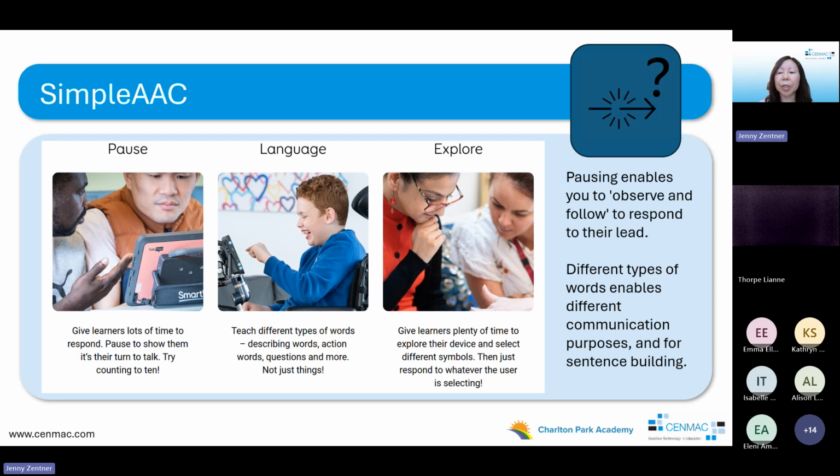L is for language. Back to the slide about reasons for communication. Model all different types of words, not just requests or nouns. Different types of words also enable sentence building. E is for explore. Give plenty of time for the learner to explore the device. Whatever they are selecting, respond to this, even if you are unclear what it is they are communicating. We'll be talking more about this later on, how to attribute meaning to the AAC user's communications.